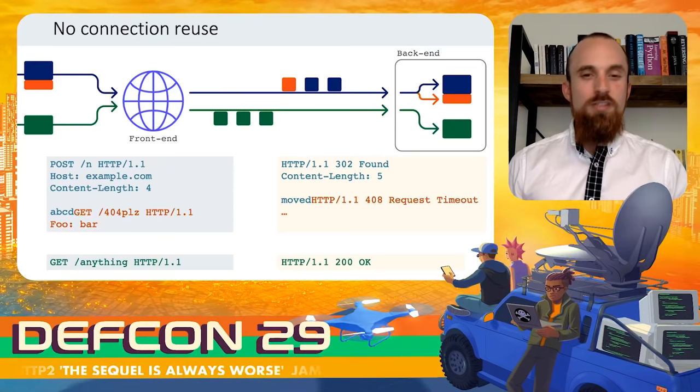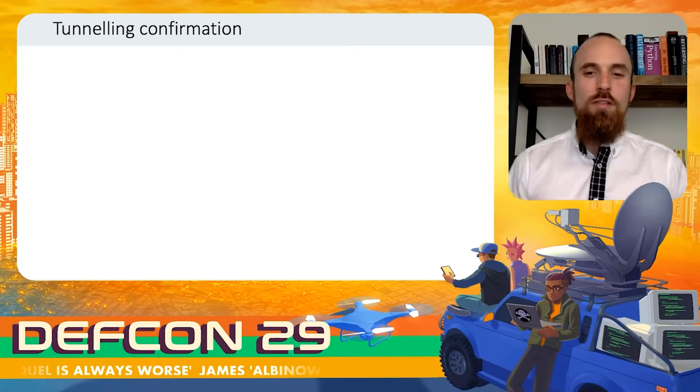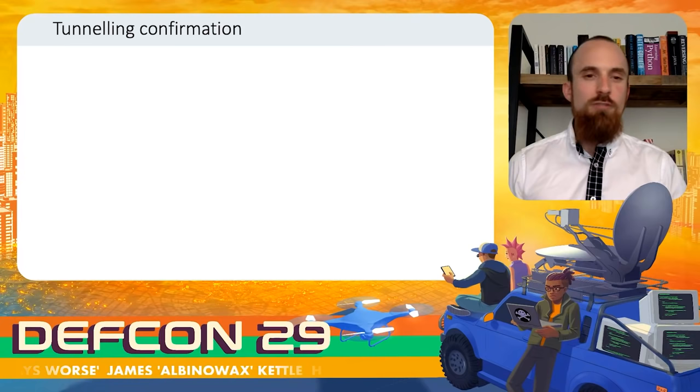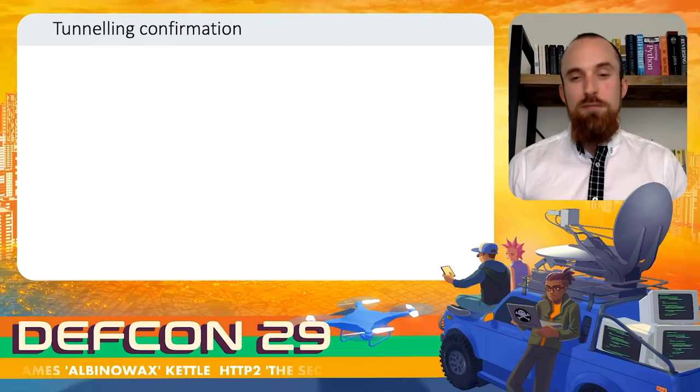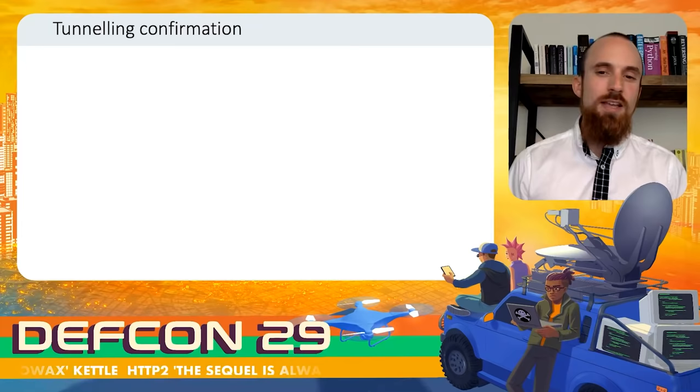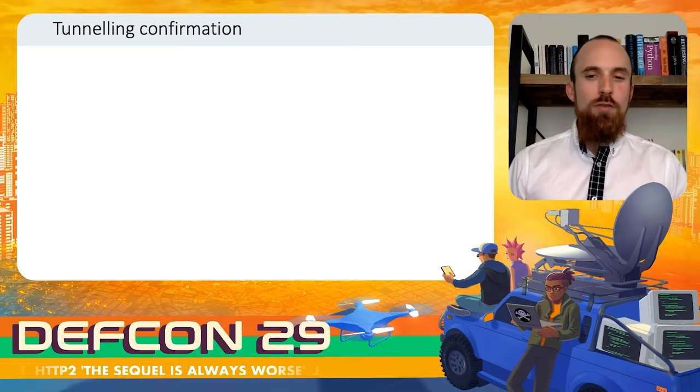The first key problem is that although the server will flag up as being vulnerable using the regular timeout-based request smuggling detection technique, the usual confirmation technique of sending follow-ups will, as we've just seen, fail spectacularly. So it's easy to mistake this for a false positive. We need a different way of confirming it.